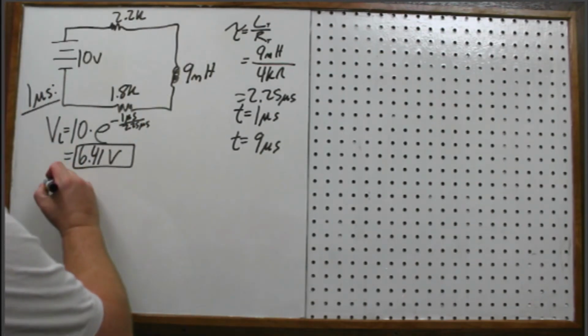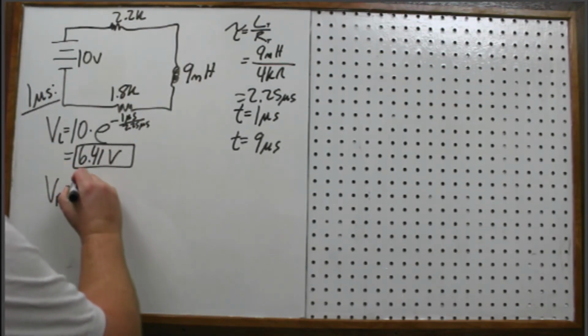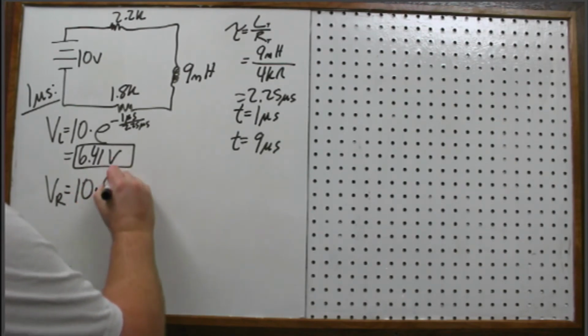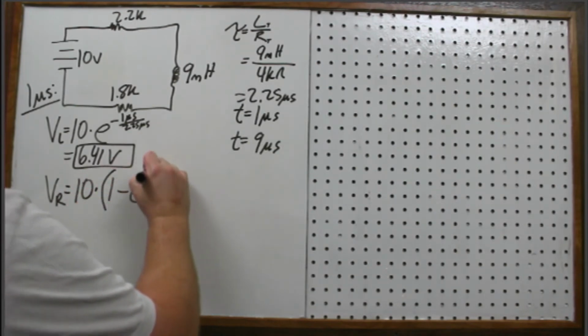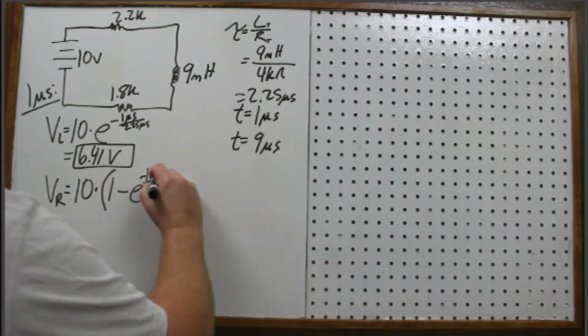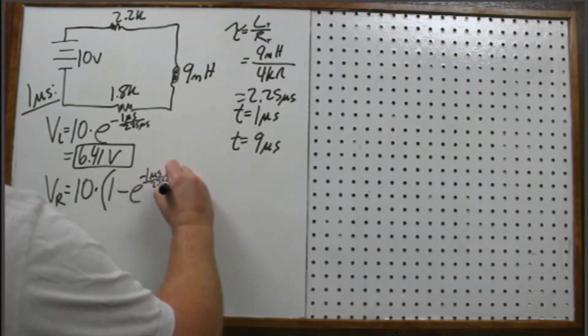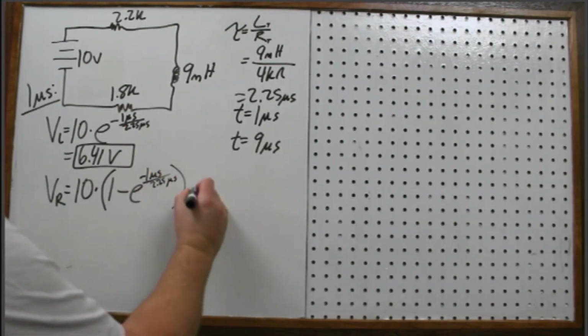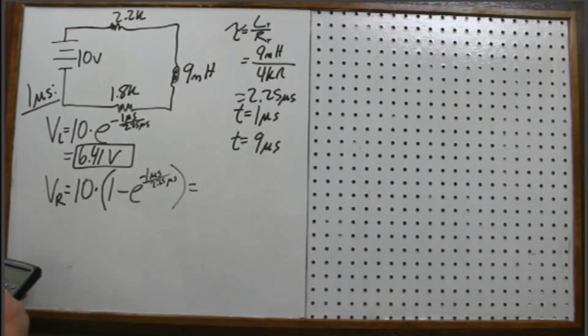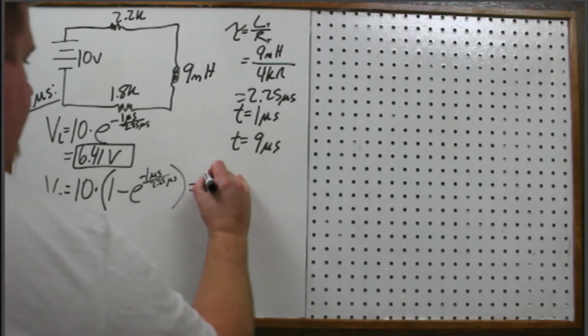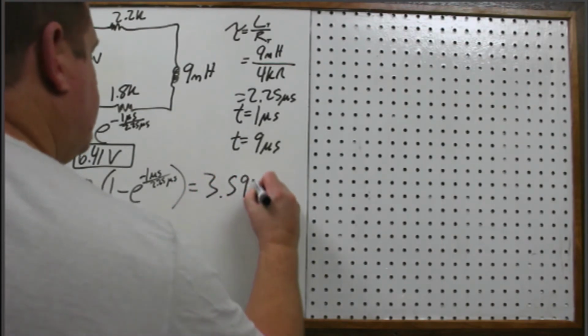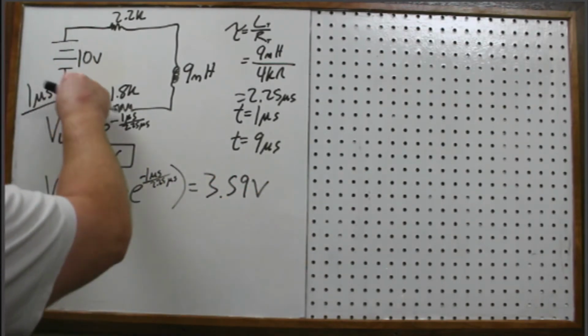And then for the next one, for the resistor, it's 10 times 1 minus that, 1 micro divided by 2.25 micro. I'll write this off to the side here. I'm just going to change this equation to put the 1 minus in with a couple of extra parentheses. And 3.59, which again is good because those two voltages add up to the total.